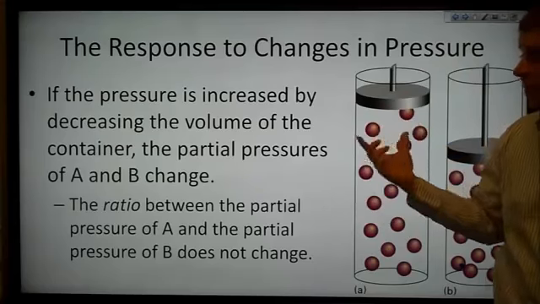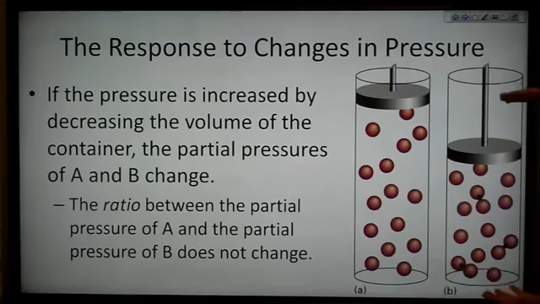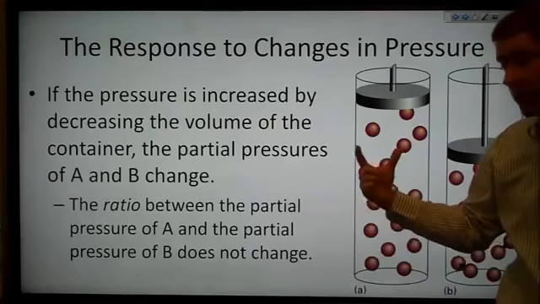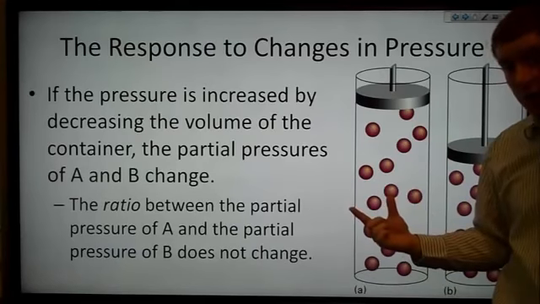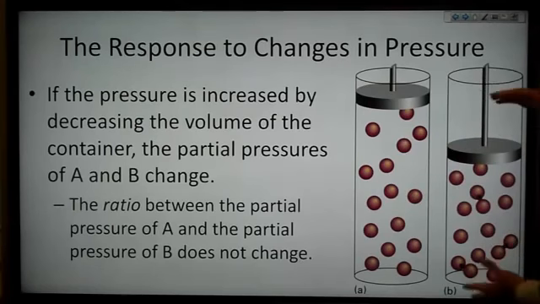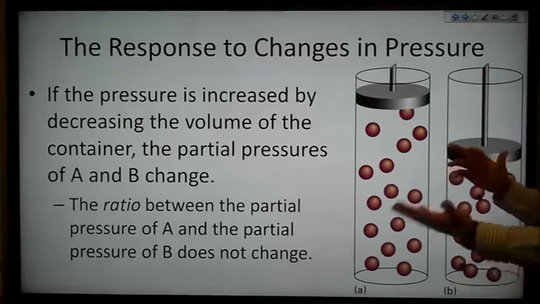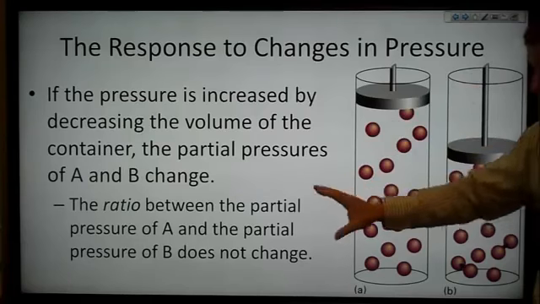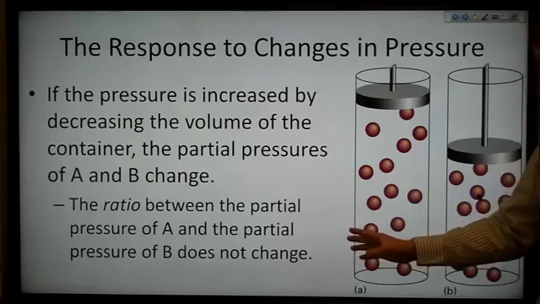But if the pressure is increased by decreasing the volume, so if we go from this state to this state, if we squeeze our container, now our partial pressures of A and B change. So know that the ratio between our partial pressure of A and partial pressure of B doesn't change when we squeeze our system, because they're both changing by the same factor, however much we've changed our volume. If we halve our volume, then our pressure is doubling. If we double the volume, then our pressure is being halved. But so the ratio between our partial pressures doesn't change.